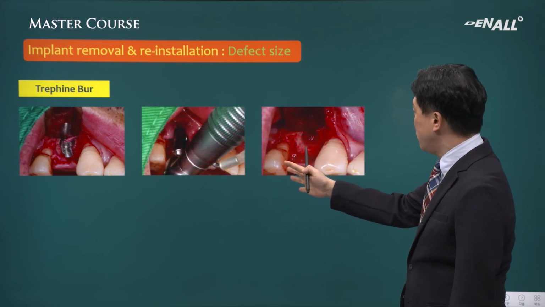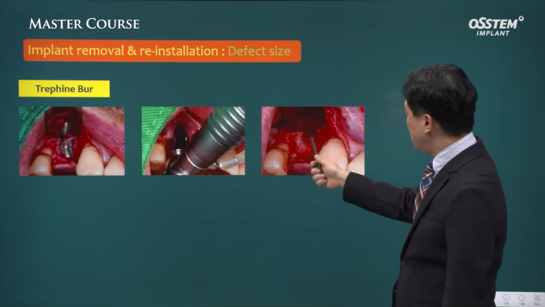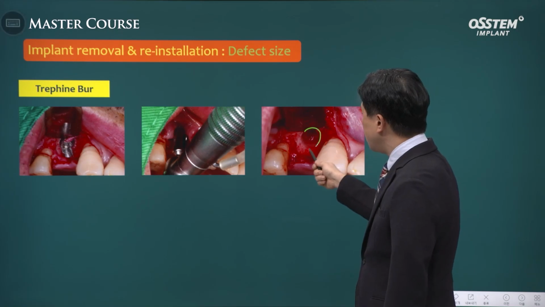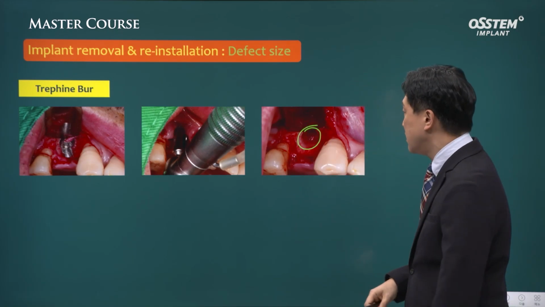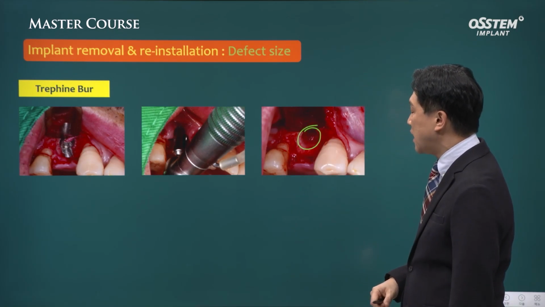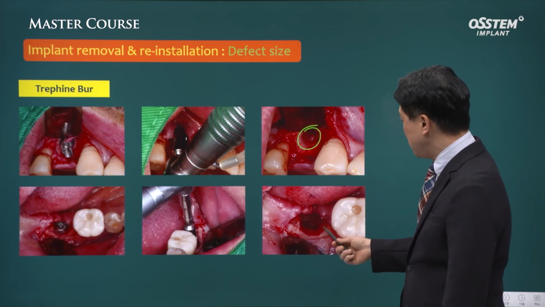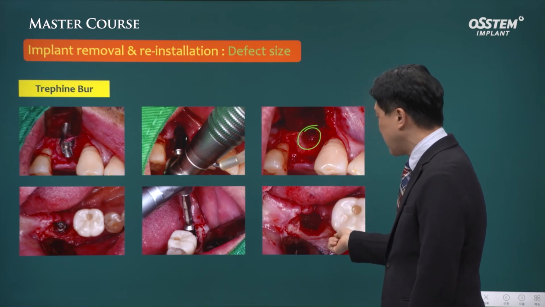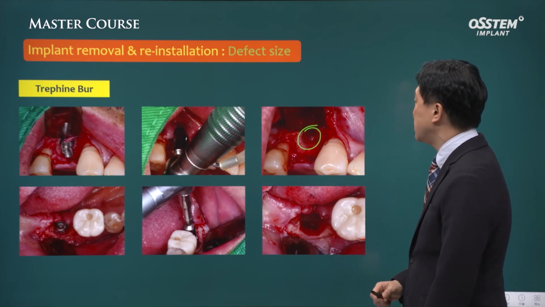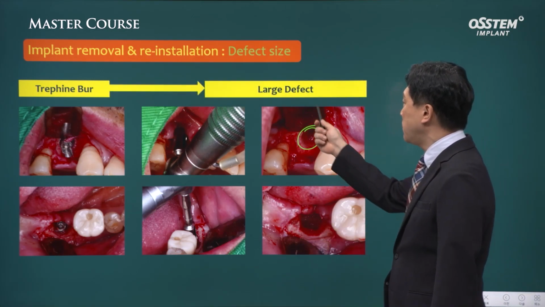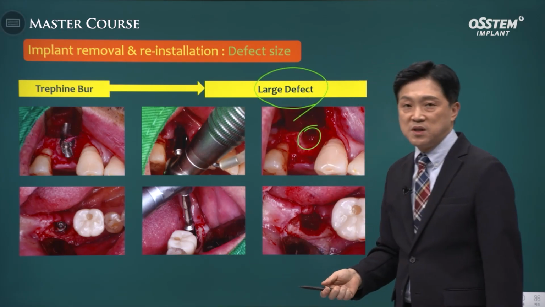In the case of a trephine drill, when you use it, a significant defect that is bigger than the diameter of the implant can be formed. Regardless of any situation, if you use a trephine drill, significant bone loss can occur, so the defect can be quite significant.